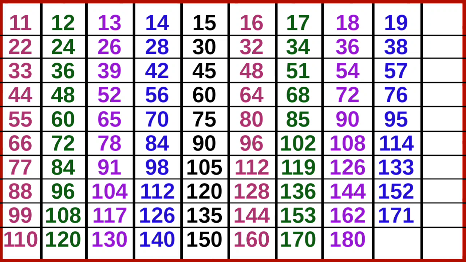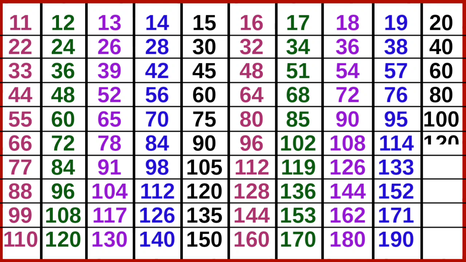19 nines are 171, 19 tens are 190, 20 ones are 20, 20 twos are 40, 20 threes are 60, 20 fours are 80, 20 fives are 100, 20 sixes are 120, 20 sevens are 140, 20 eights are 160, 20 nines are 180, 20 tens are 200.